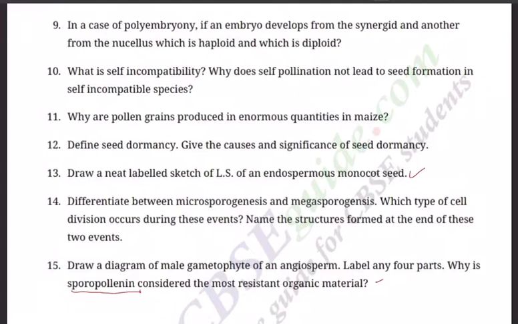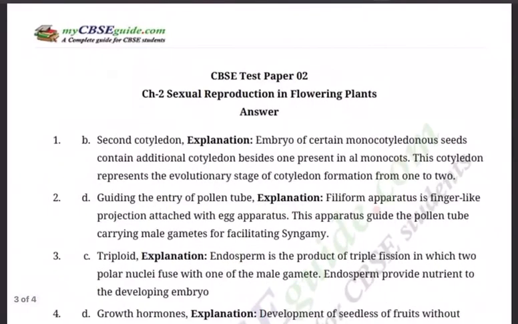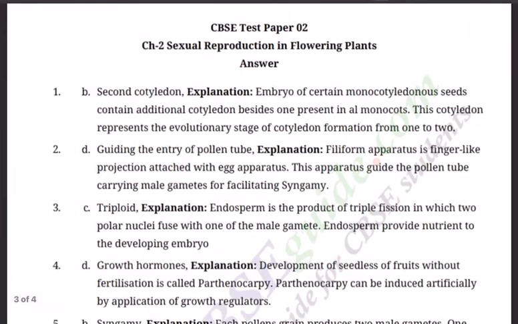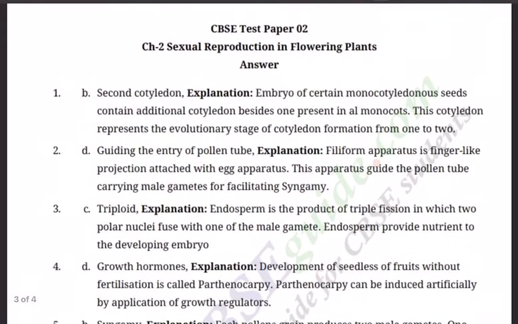Okay, so take a paper, start writing the answers, it takes some time. Once you finish answering it, now compare your answers with the answers that I am giving. So first one, we said second cotyledon, B. Yes, embryo of certain monocotyledonous seeds contain an additional cotyledon besides the one present in all monocots. This cotyledon represents the evolutionary stage of cotyledon formation from 1 to 2.